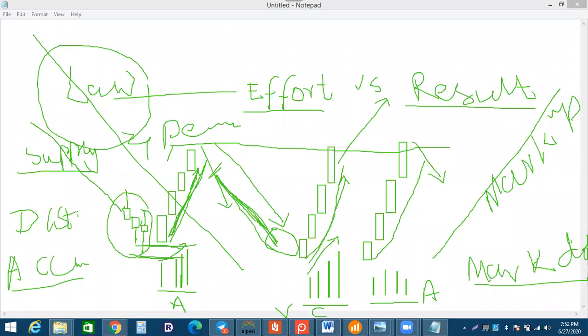Here you understand about the effort-based result, anomaly and validation. It means when I show you the candle and the volume bar, you can compare them and decide whether there is a validation or an anomaly. If anyone has a doubt, he can raise a hand and ask me.